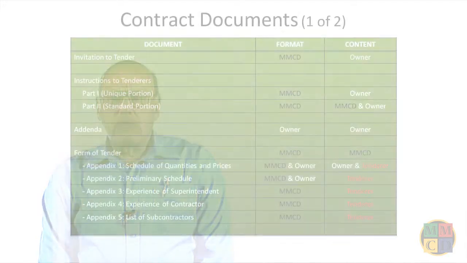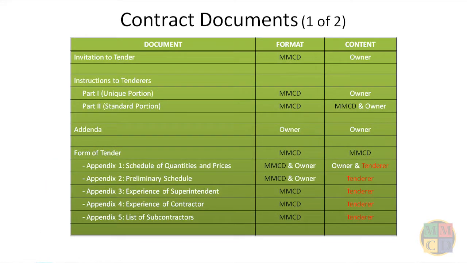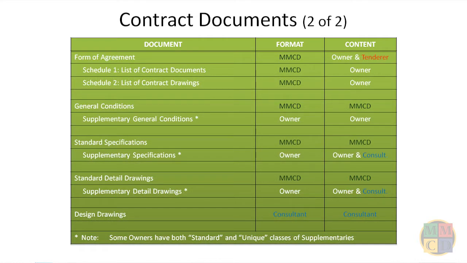To make the tendering and bidding processes easier for owners and contractors, the MMCD Association provides most of the necessary documents in either final form or in a form where only the specifics for a single contract need to be added. For example, the general conditions, standard specifications, and standard detail drawings are essentially complete and may not need to be altered at all. The instructions to tenderers, the form of tender, and some other documents are available as partial templates which need to have items added which are unique to the contract, such as the name of the owner and the project.